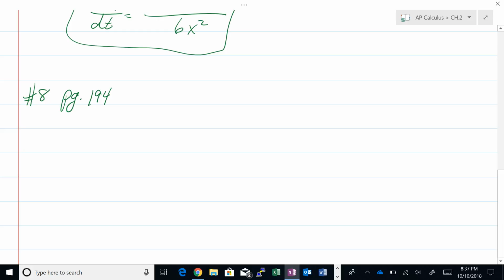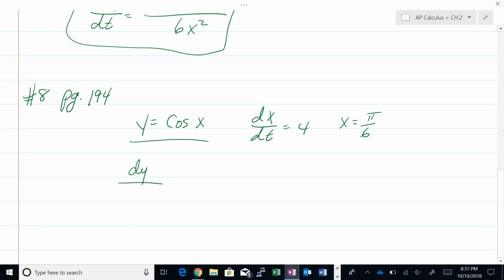Okay, here we go. Number 8 is y equals cosine of x. They tell you dx/dt is 4. And the snapshot is when x is pi/6. All right, here we go. Let's go through and differentiate. So the derivative of y is dy. Remember, everything's with respect to time. So that's dy/dt.